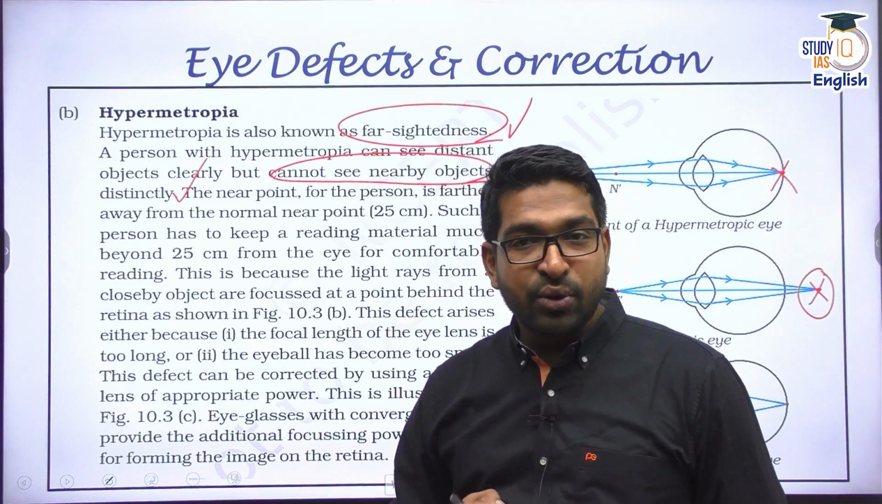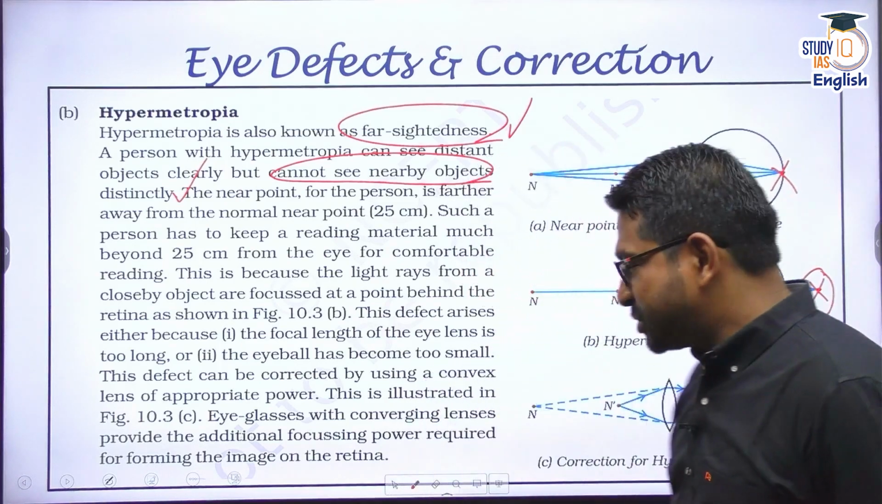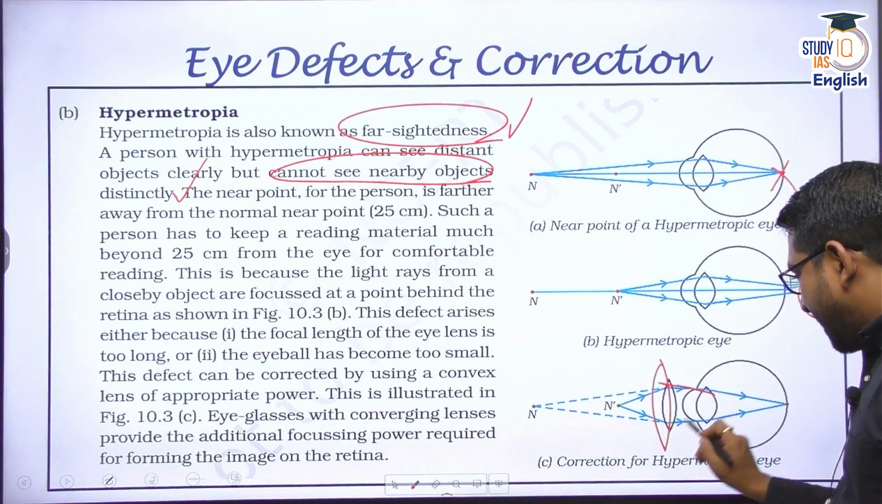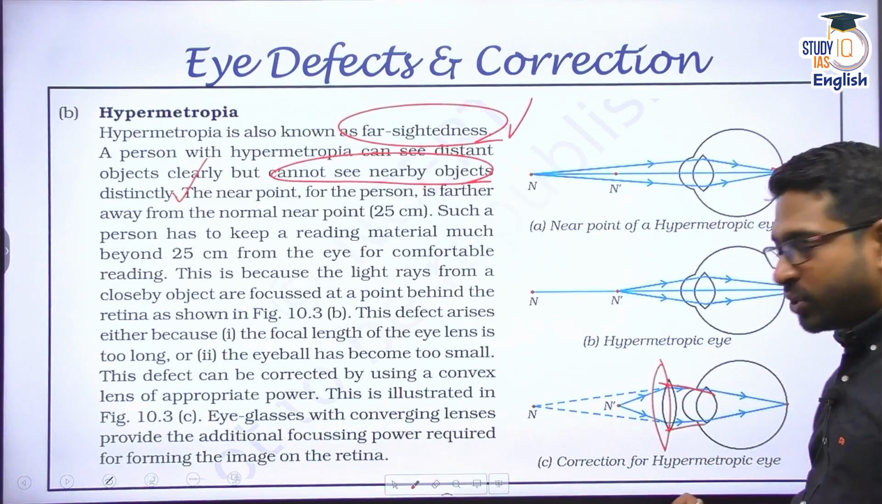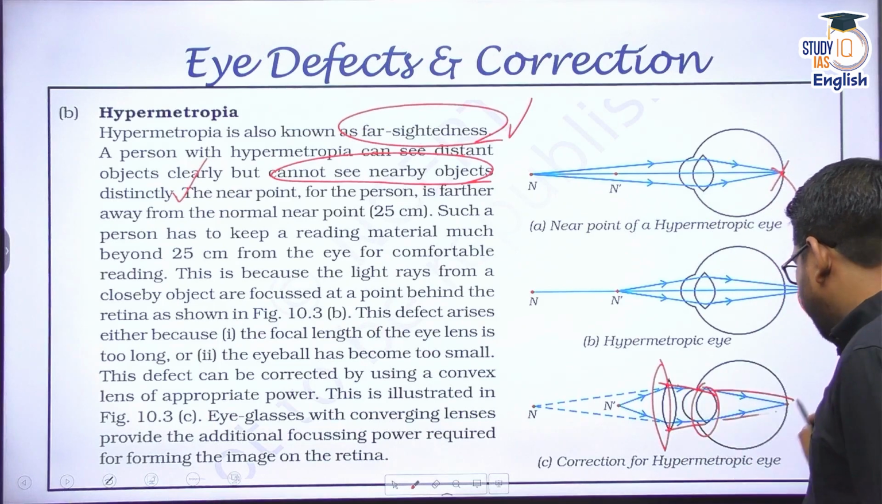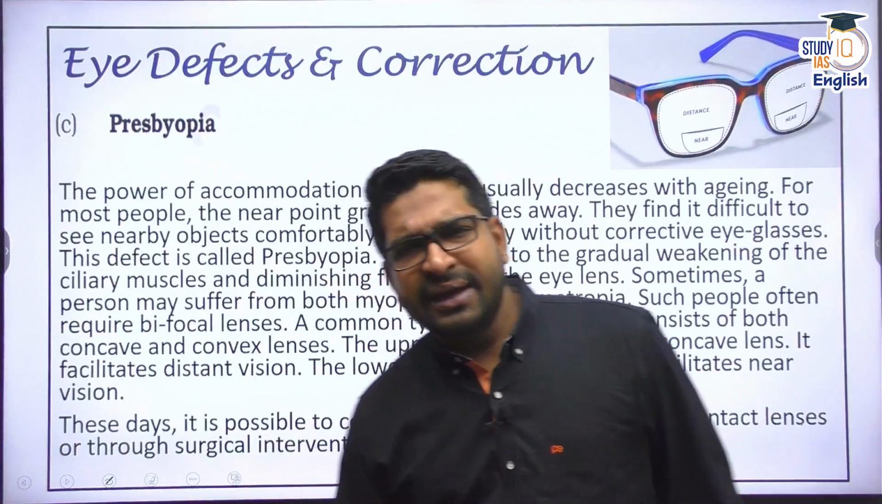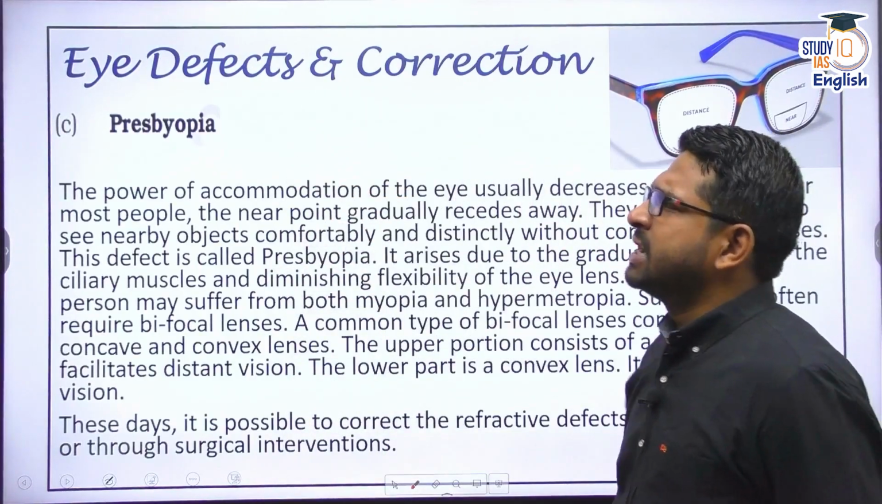Now in such a scenario, if I have to make a correction, I have to simply use a convex lens. Using a convex lens, I ensure that light is properly focused on my natural lens. Using it, the image is formed on the retina. Apart from this, many people can have both. Now this is called presbyopia.